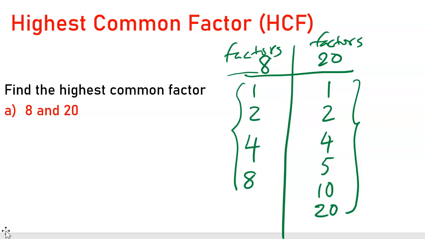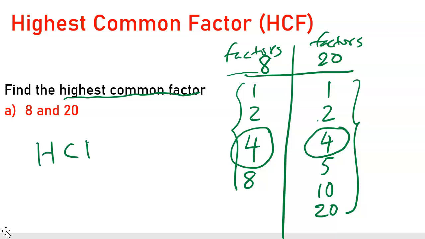So given that we have these factors for 8 and these factors for 20, what we are looking for is the highest common factor. What is the biggest number that is common to both of them? Here we have 1 and 1 that is common to both, but that's not the highest number. 2 and 2 are common also, but that's not the highest number. So the highest number that is common to both of them is 4. Therefore, the highest common factor of 8 and 20 is 4.